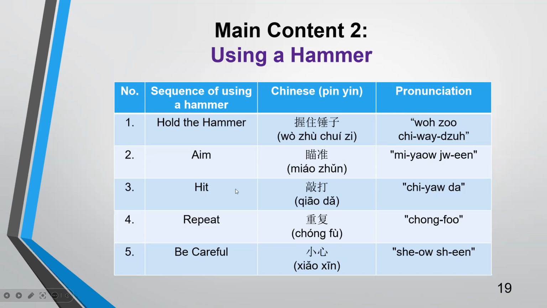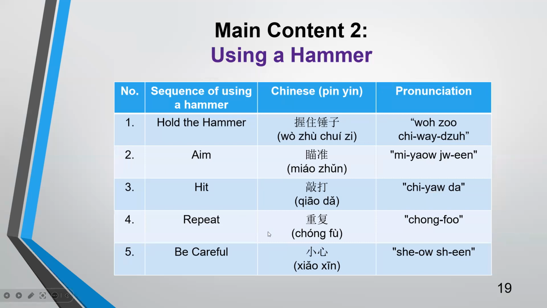Then we have to hit. 敲打. 敲打 is like 摇. You plus CHI in front. 敲. Okay, 敲. This is quite tricky. 敲. And then 打. DA. 敲打 is to hit.